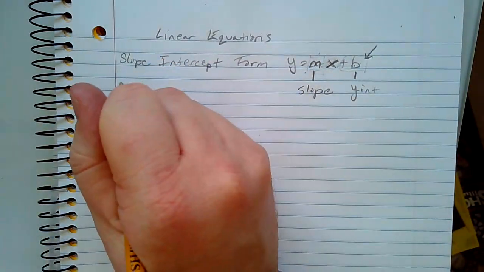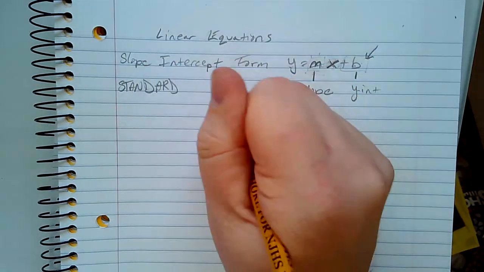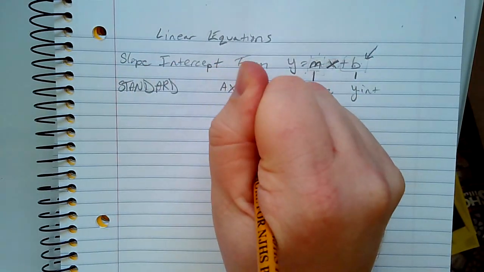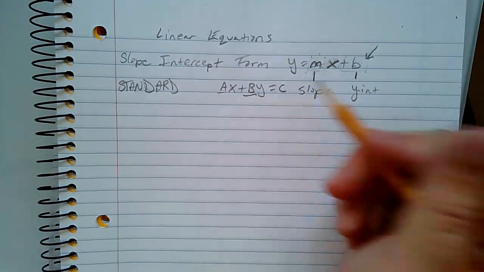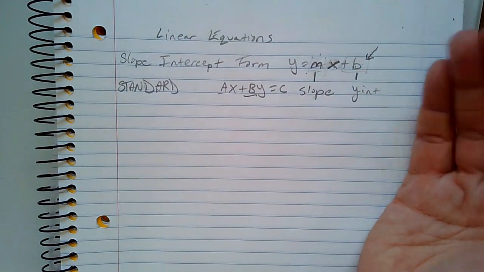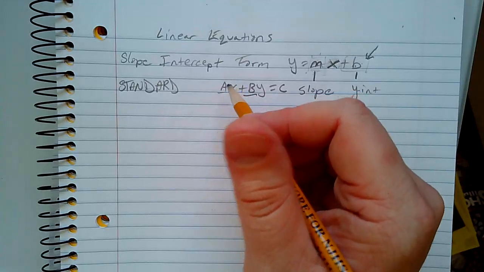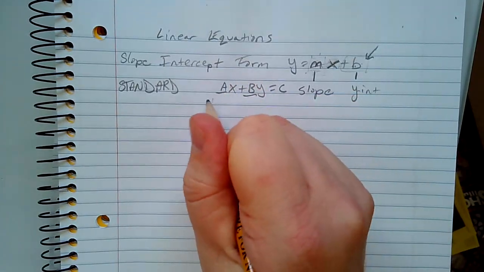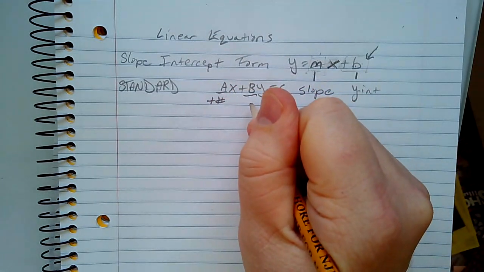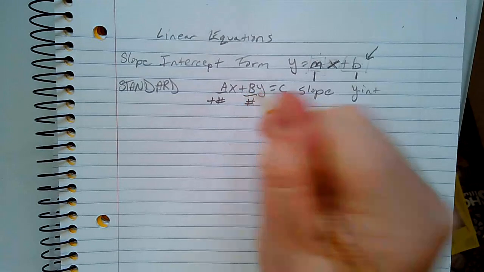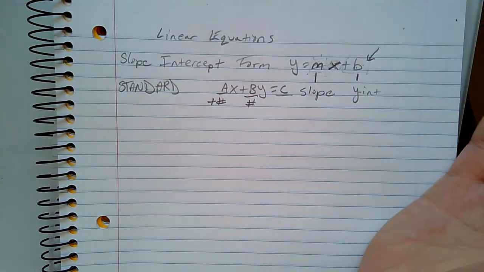We also have standard form, which is ax plus by equals c. This doesn't really represent anything. It's not our slope. It's not our y-intercept. What must be true is a must be a positive whole number in our final answer, and b just has to be a whole number or an integer. It doesn't have to be positive or negative. C can be a fraction, a whole number, whatever it wants.